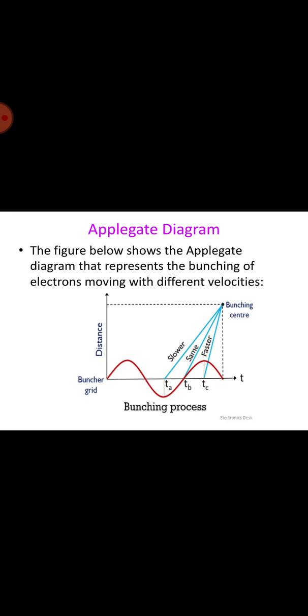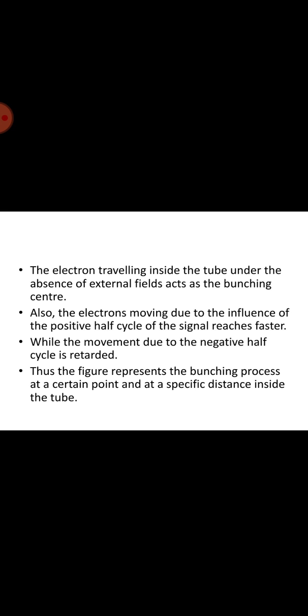Bunching depends upon the following parameters: the drift space should be adjusted properly, the signal amplitude should be such that proper bunching takes place, and the DC anode voltage. These three factors, when properly adjusted, will give you the maximum efficiency. The main applications of two-cavity klystrons are in satellite communication, UHF TV transmitters, radar systems, wideband high power communication and troposphere scatter transmitters.